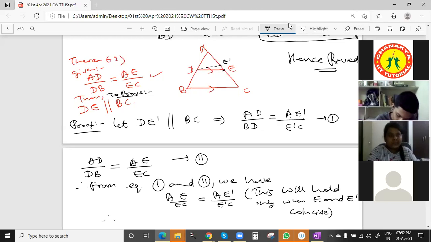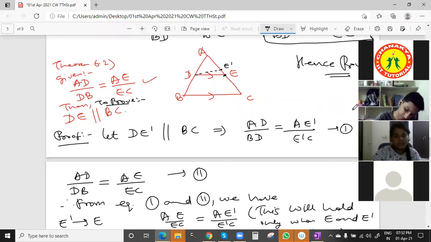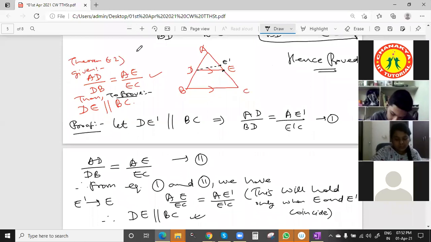That means we can say DE is only one line, and DE will be parallel to BC, because E and E dash are not two different points, only one point. We can assume it as E, and we can finally say E dash was wrong. E dash will coincide with E, and DE will be parallel to BC. E dash will go to E means E dash will coincide with E, which means we can take E dash as the point E.